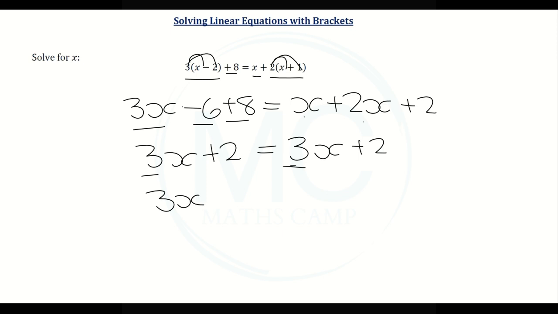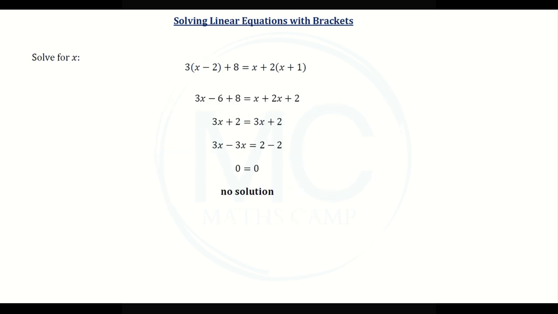Then I'm going to move this 3x over here by making it negative. On the right-hand side, I've got positive 2. And then I'm going to move this positive 2 by making the 2 negative as well. 3x minus 3x is 0. And 2 minus 2 is 0. In this case, our x terms have cancelled. So our answer is no solution. You will find more examples like these in upcoming videos.